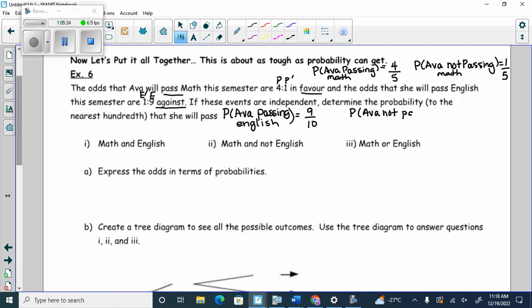Now I can ask you any question, and you can give me any answer, as long as you have all 4 of these things. Because I can ask you the probability of Ava passing both. I can ask you the probability of Ava passing English but not math, or passing math but not English, or failing both, right? And you have all the probabilities you need to multiply. Agree? So here it says, determine the probability to the nearest hundredth that she'll pass math and English.